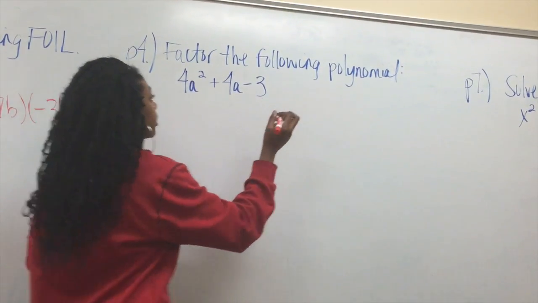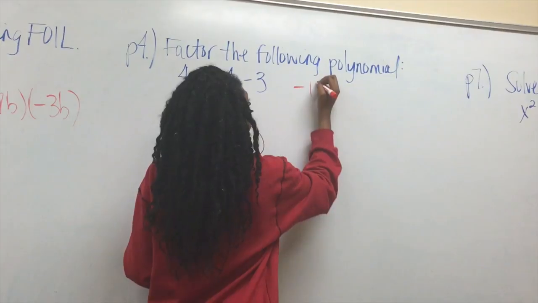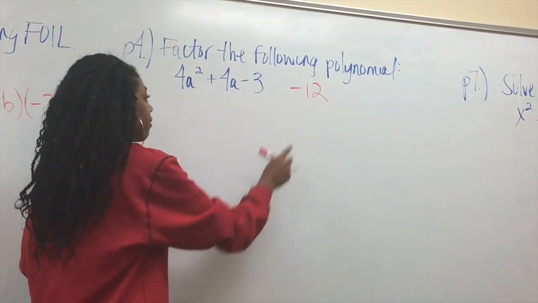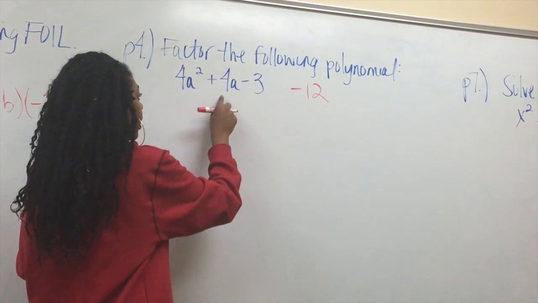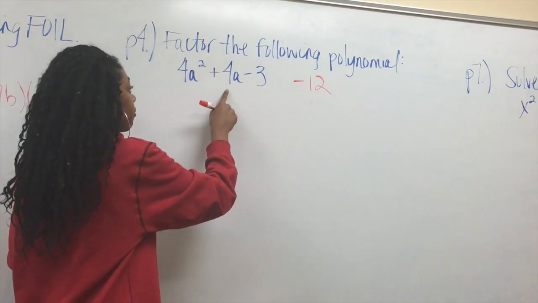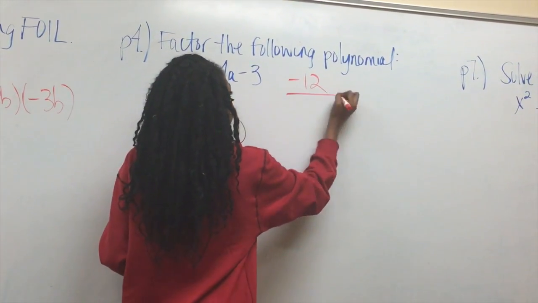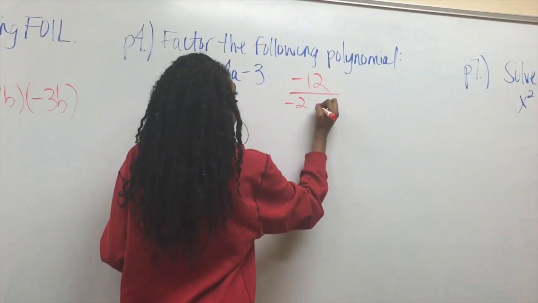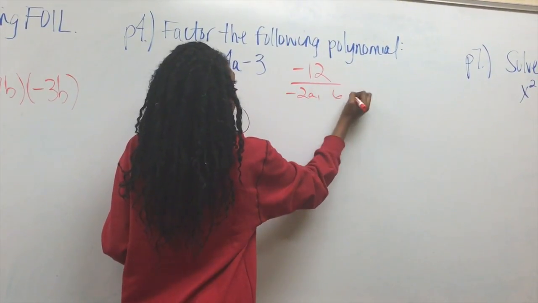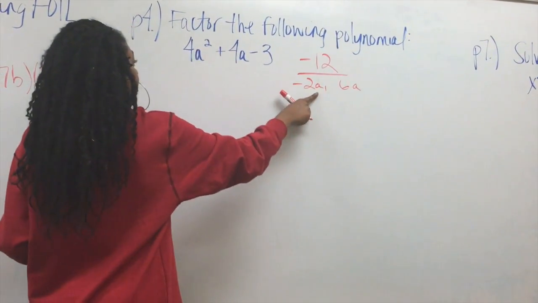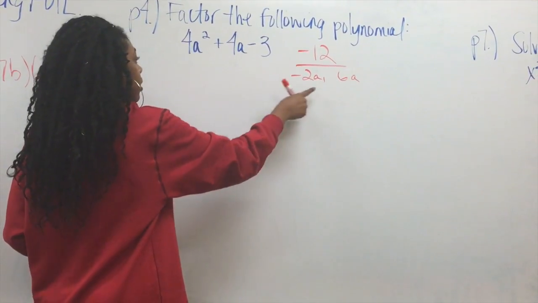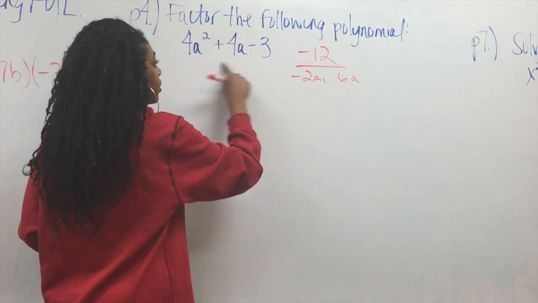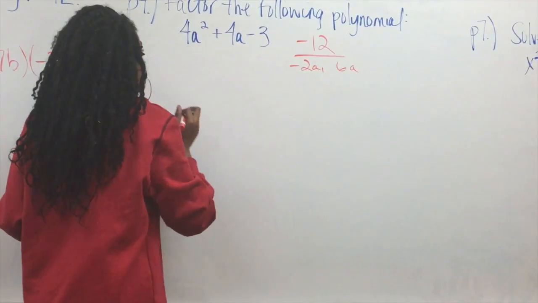Coefficient with this coefficient, and that's going to give us negative 12. And we're going to find two terms that factor into negative 12 that add up to equal positive 4. And that is negative 2 and positive 6a. And I'm putting an a here because we're going to substitute this term here with these two values.